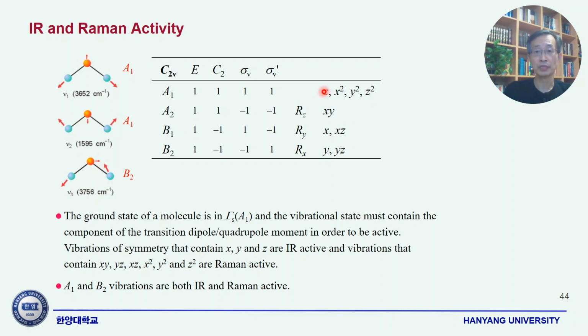These all three modes, containing Z and Y, are all infrared active, and all are also Raman active because X square, Y square, Z square and YZ are included here. So A1 and B2 vibrations are both Raman and infrared active. That's basically what we conclude about molecular vibration.